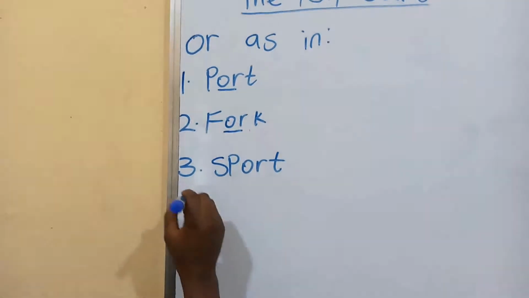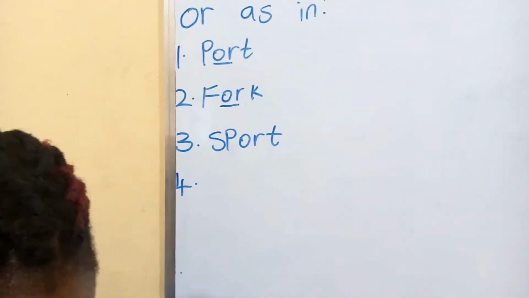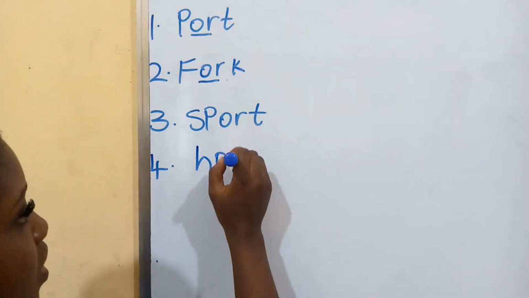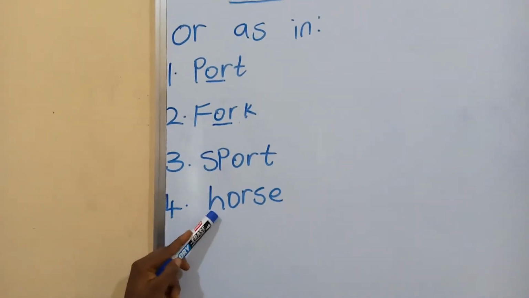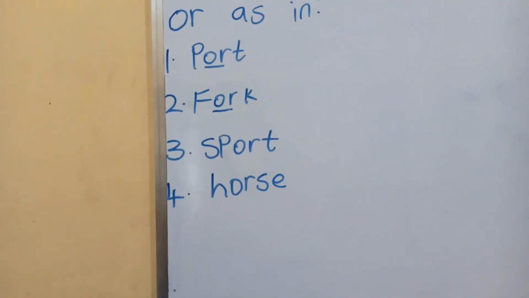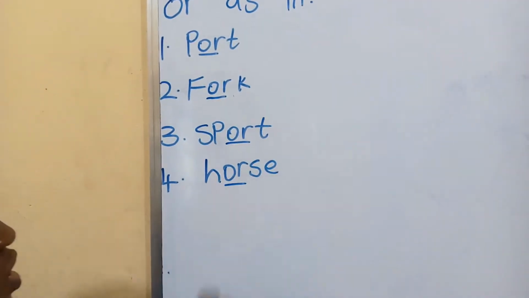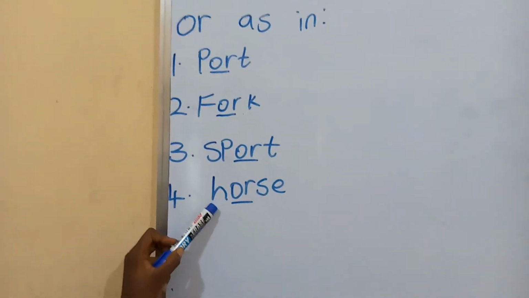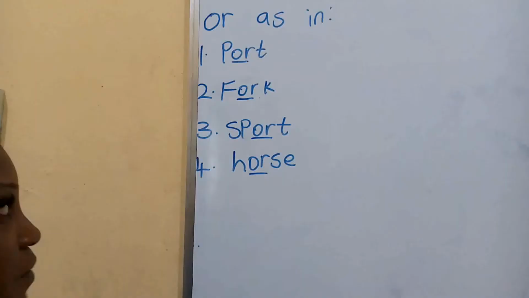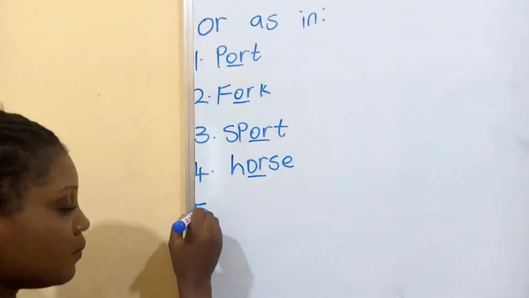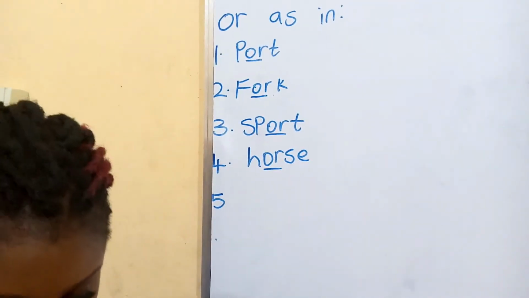Okay. Let's see the next one. Okay. This is what? Horse. So now this is the R sound. This is what? The R sound. So we have here horse. Lovely. Okay, now let's take the fifth one. The fifth one is what? Okay. Let's see.